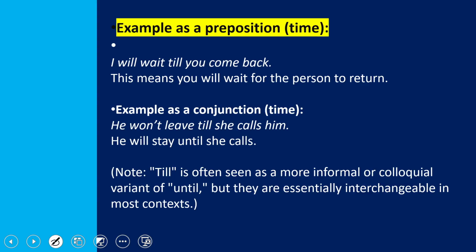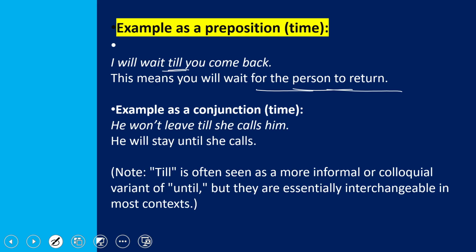Next, examples you can see over here. Example as a preposition of time: I will wait till you come back, right? I will wait till you come back. Here till is used as a preposition of time. This means you will wait for the person to return, up to that particular time range you will wait for that particular person.